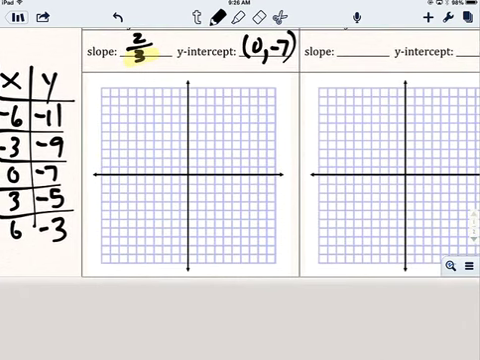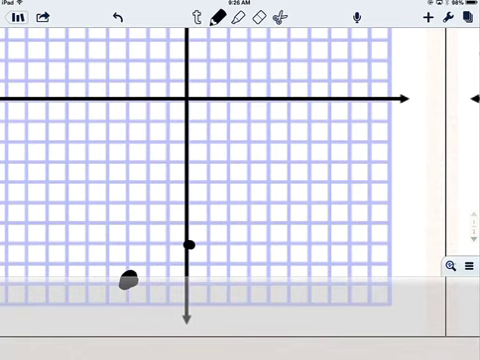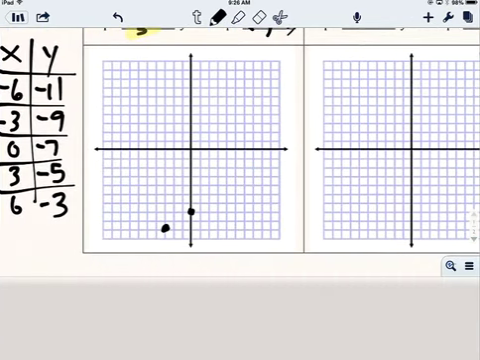So (negative 6, negative 11) is not going to be on our grid because we have a 20 by 20 grid here. Negative 3 is 3 to the left and then 9 down, so it'll be right there. (0, negative 7) is just 7 straight down. And there's (3, negative 5), which is 3 to the right, and then 5 down, which is right there. You can kind of see the pattern emerging. And then (6, negative 3) is 6 to the right, and then 3 down, right there. And I can draw a line through it as well as I can. So that's one way to go about it.